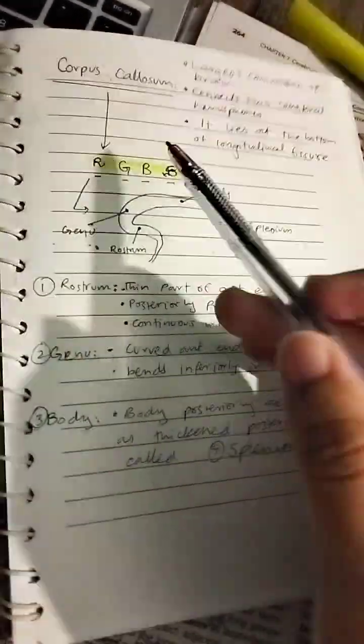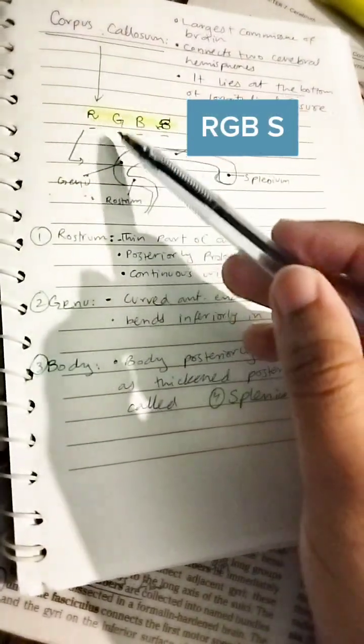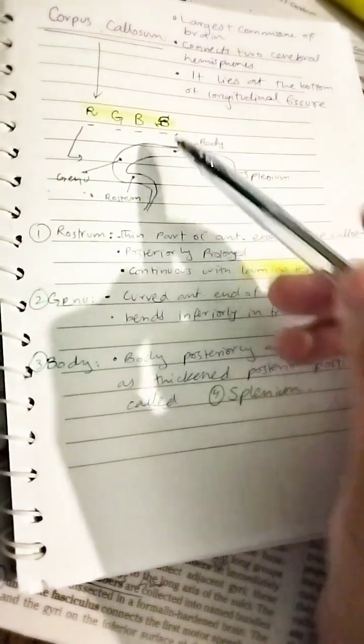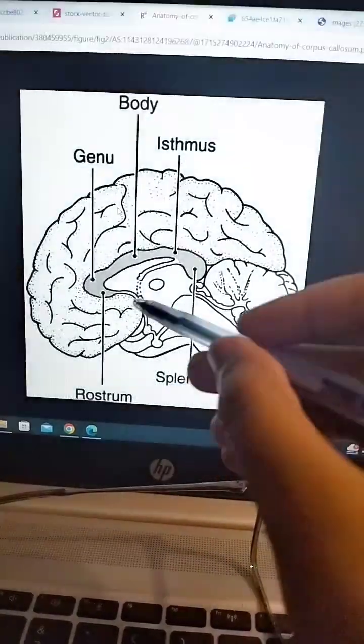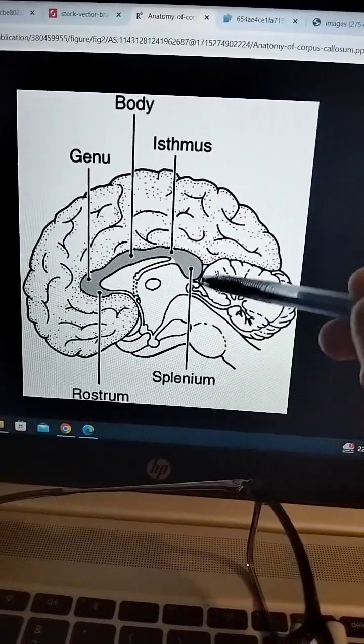So now let's talk about the 4 parts of the corpus callosum. So the corpus callosum is divided into 4 parts. The first part is going to be the rostrum, then we have the genu, then the body, and then the splenium. Here you can see in more detail. This is the rostrum, this is the genu, this is the body, and this is the splenium.